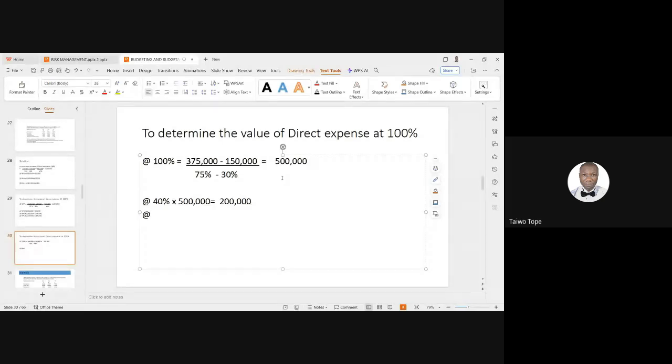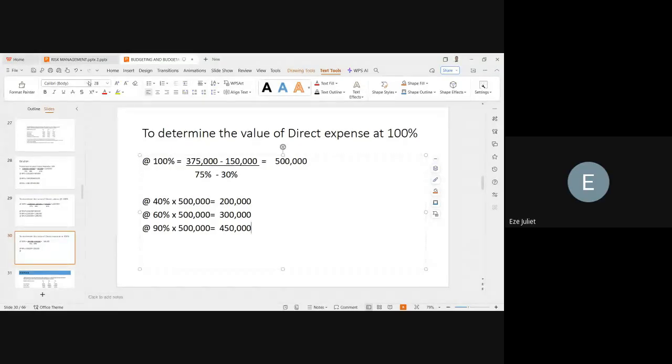At 60%, 300,000. If you can see, if you add 40% plus 60%, it gives you the value at 100%. So at 90%, 450,000. Hope this is clear.